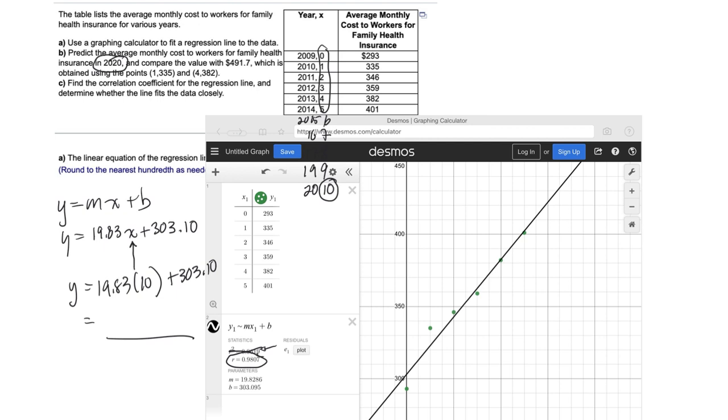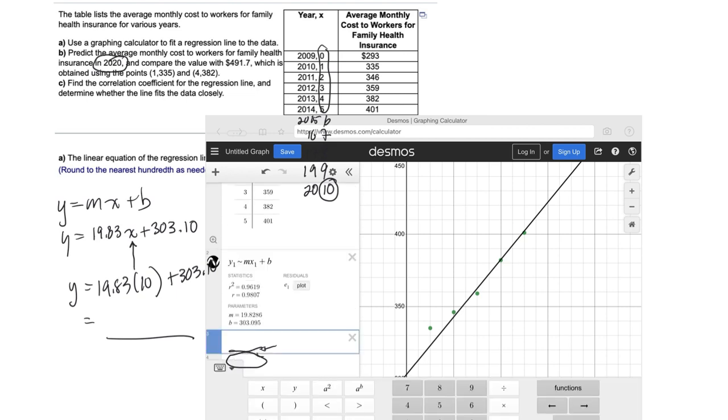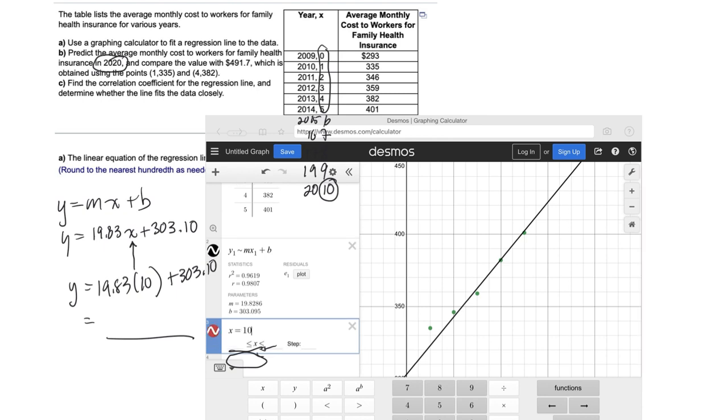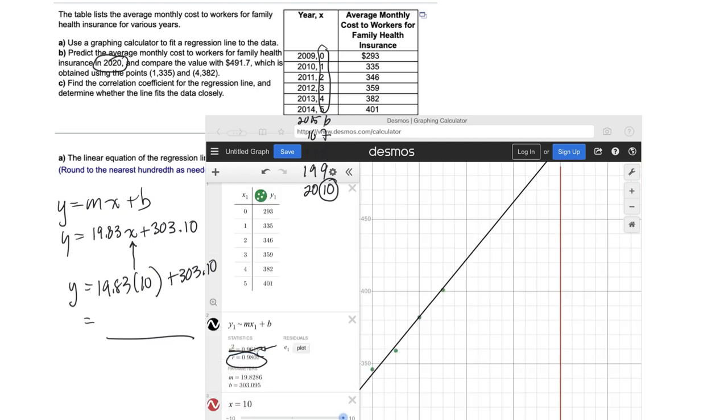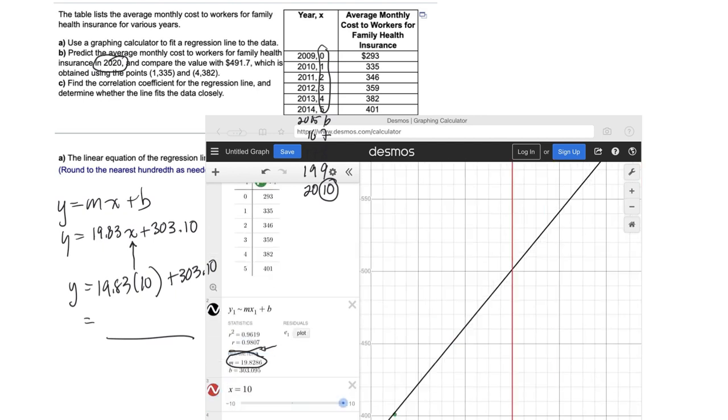Another way to do that, like I said on the other video, is in here, type out that value. So x equals 10. So I put a 10 in. Uh-oh, I can't see my 10. Oh, there it is. And just tap where they cross. So at 10, we would assume that the average monthly cost to workers for family health insurance will be about $501.